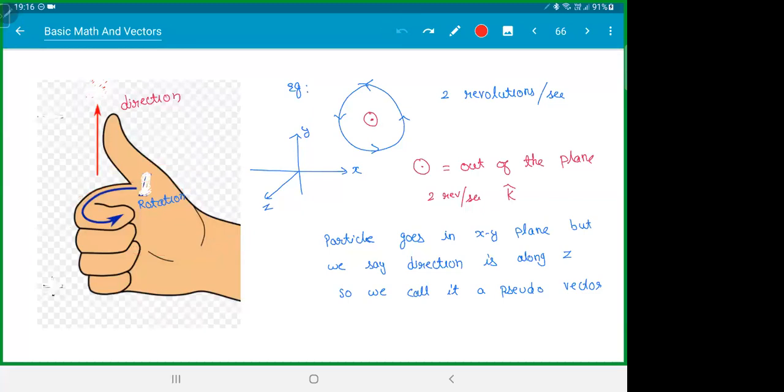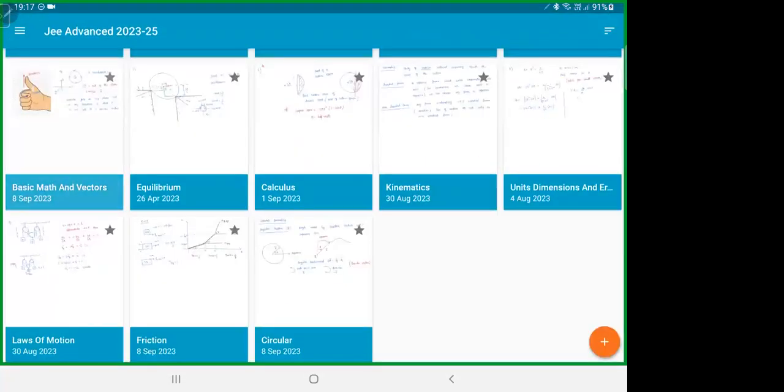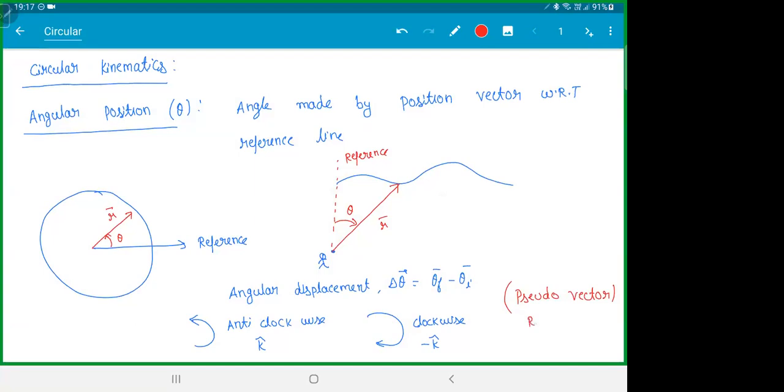If you take your hand and make a fist, if you curl your fingers, this will give the rotation. The thumb will give the direction. So this is not the actual direction; it gives you the sense of rotation. For example, if someone tells you 2 revolutions per second k cap, it means put your thumb along k cap and curl your fingers. I will leave it to you here. Page 64, vectors, you can refer to that. We did more about pseudo vector there in more detail.